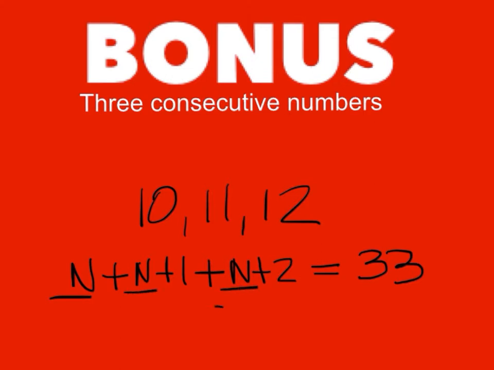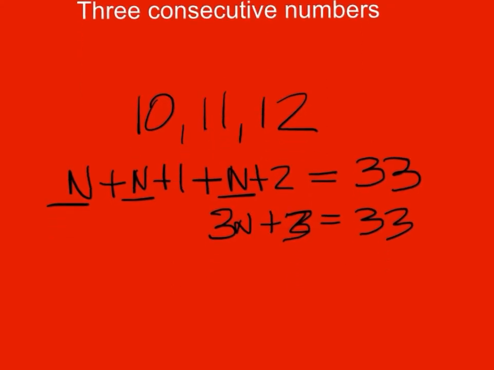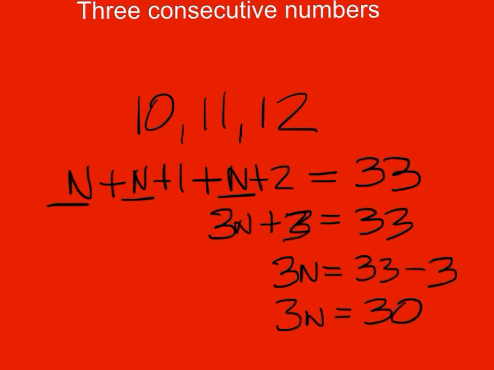n plus n plus 1 plus n plus 2 is 3n plus 2 equals 33. This should be a 3 here at this point of the problem. I wrote a 2 by mistake. So you would have 3n equals 33 minus 3, which is going to be 30. And if you divide, you come up with 10, which gives you the first number. 10, 11, and 12.